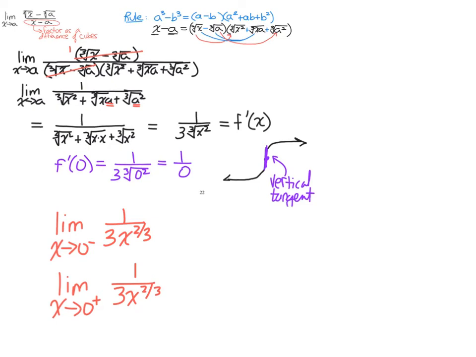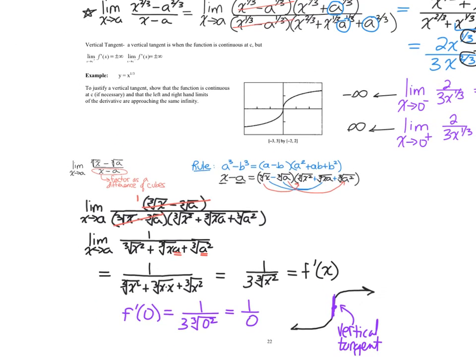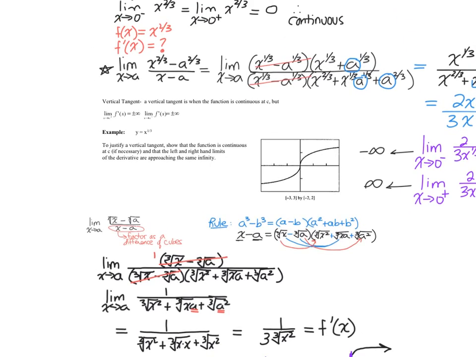All right, so what I would want to do here is plug in a test value to demonstrate that it's going to the same kind of infinity. That's the important thing here. If you look at the rule, it's telling us that the two infinities should be the same. If it's going to positive infinity from the left, it should be going to positive infinity from the right. If it's going to negative infinity from the left, it should be going to negative infinity from the right.